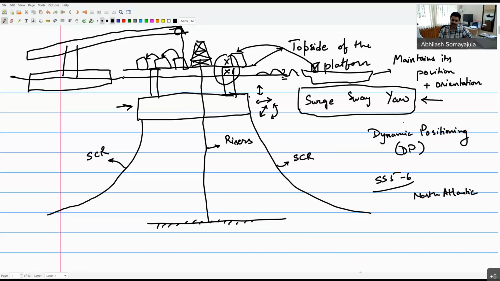Whereas in the surge, sway, and yaw, it's a different story. Because there is no stiffness in the surge, sway, and yaw, maintaining position in it is difficult. So you need an active control in order to maintain the position in the horizontal modes of motion. So that is what dynamic positioning usually deals with.